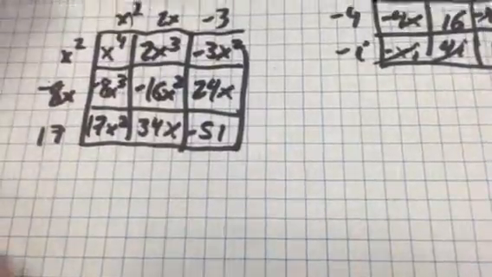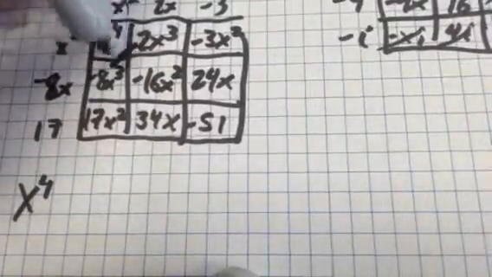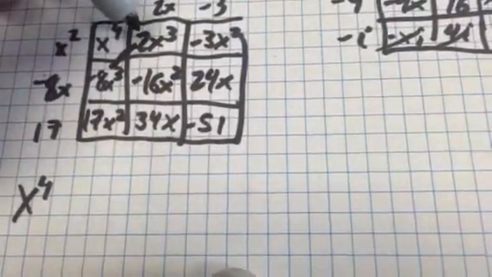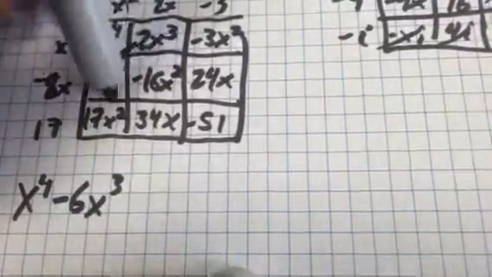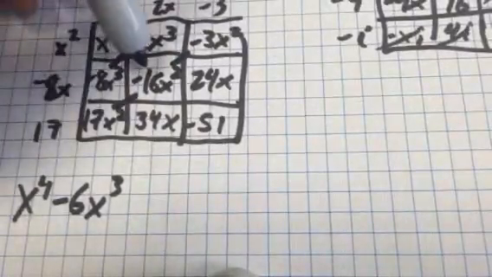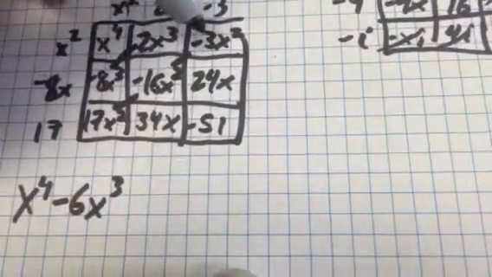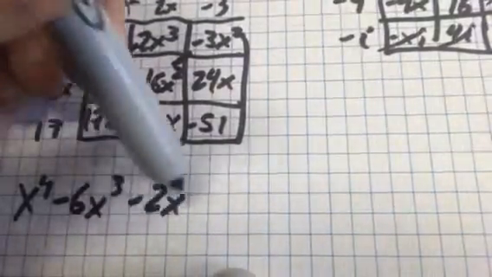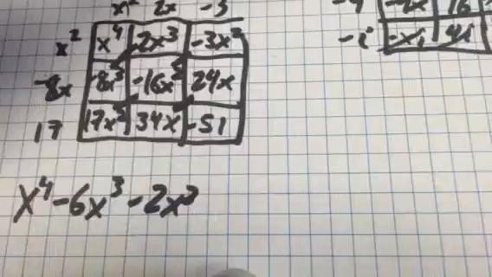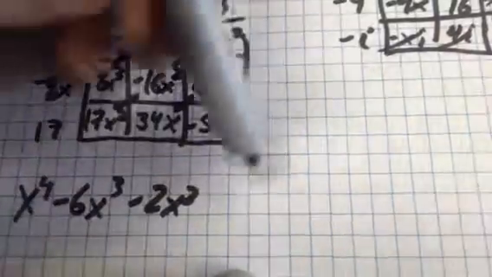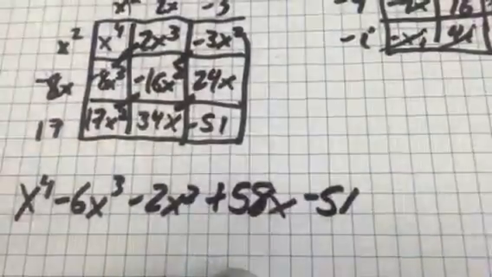So now I've got to throw some like terms together here, see where I end up. I have an x to the 4th. I have, notice, negative 8x cubed plus 2x cubed. That's negative 6x, I'm not squared, cubed I mean. Then I'm going to throw all these x squareds together. 17x squared minus 16x squared is 1x squared. Minus 3x squared is negative 2x squared. Throw together my x's, 34 of them plus 24 of them, what's that, 68? 58, whoops, plus 58x, and then minus 51. There it is, all multiplied out.